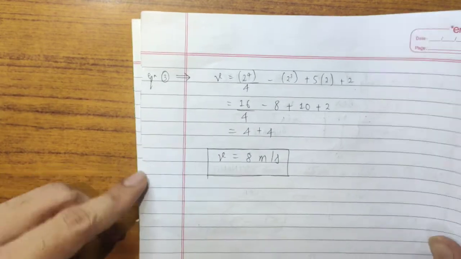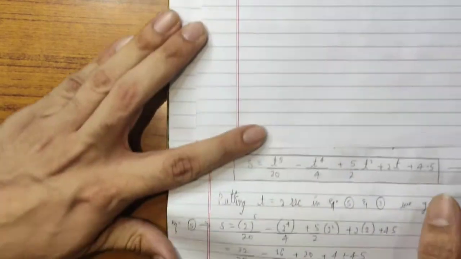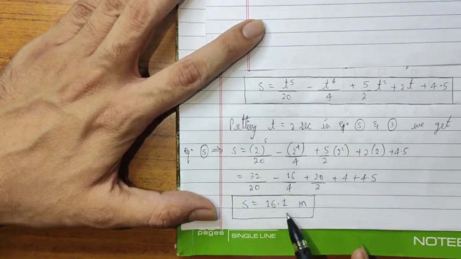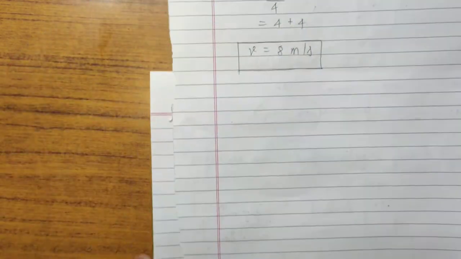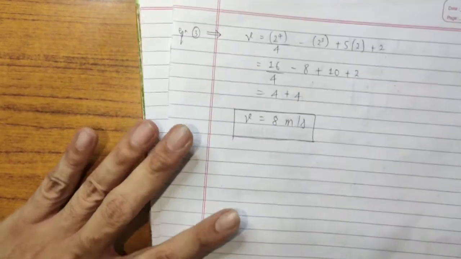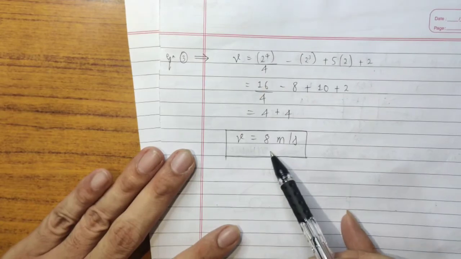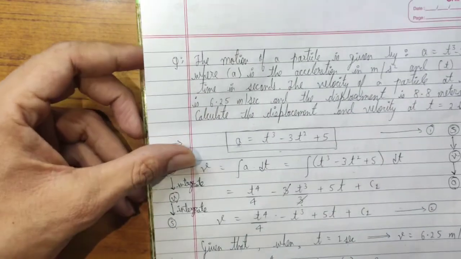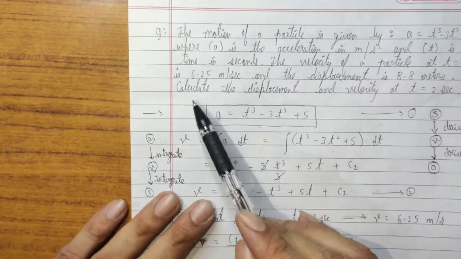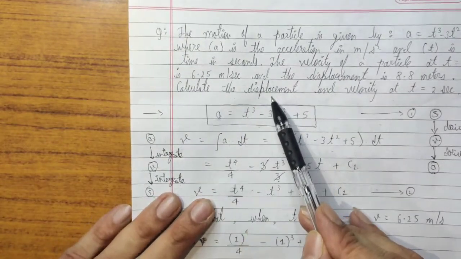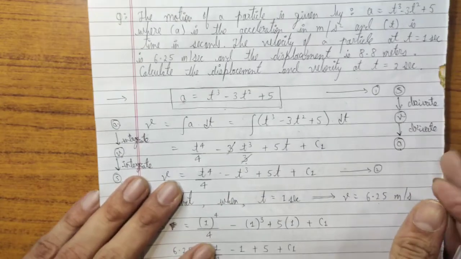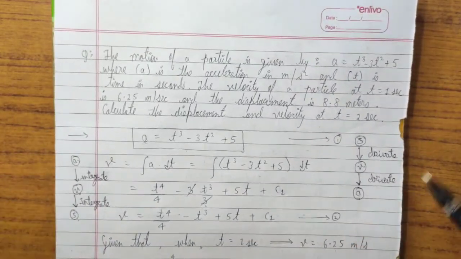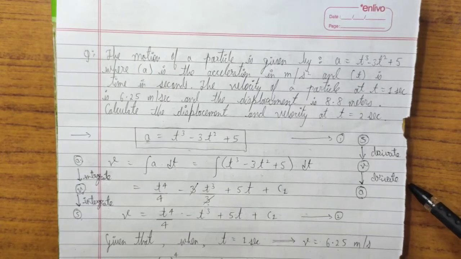So at time 2 seconds, you have calculated the value of displacement as well as the value of velocity. And these are the two things which have been asked in our question. If we see our question again, you have to find out the value of displacement and velocity at time is equal to 2 seconds. So this is how you solve a numerical which is based on variable acceleration.